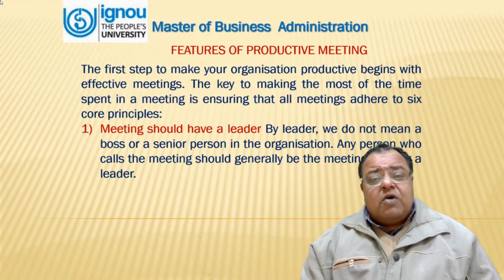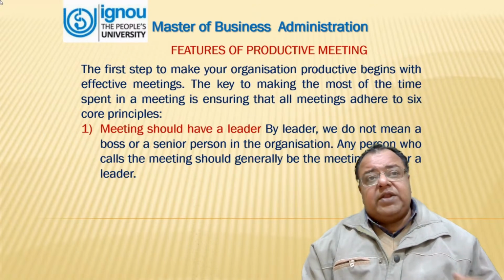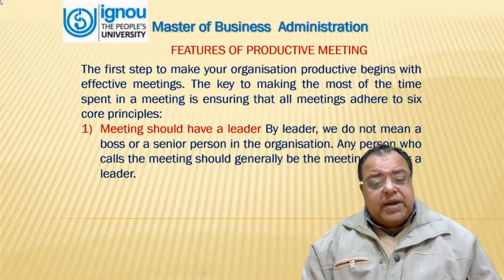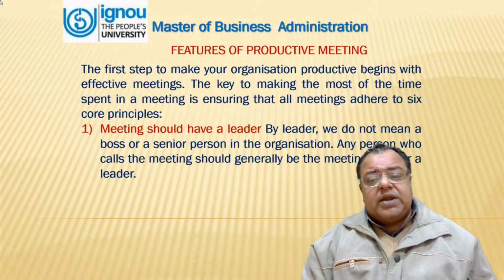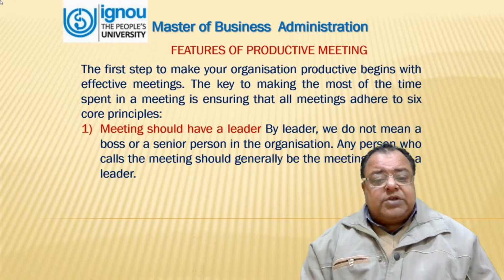Now, the features of a productive meeting. The first step to make your organization productive begins with effective meetings. The key to making the most of the time spent in meetings is ensuring that all meetings adhere to six core principles. Number one, meeting should have a leader.